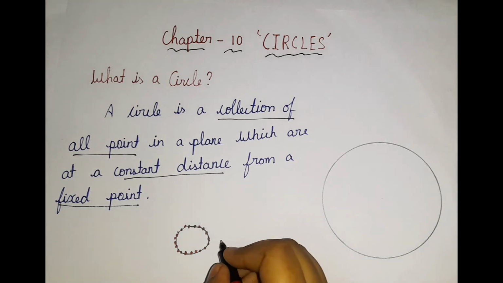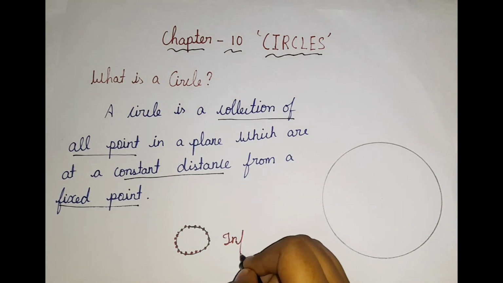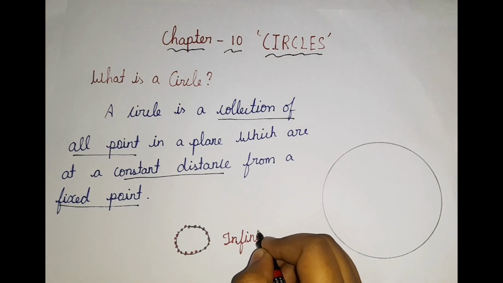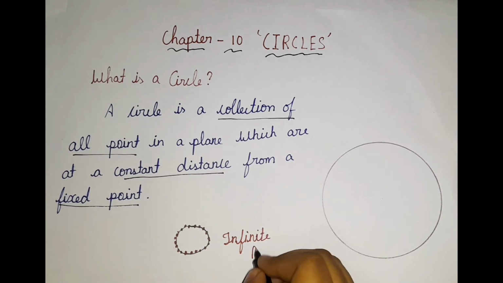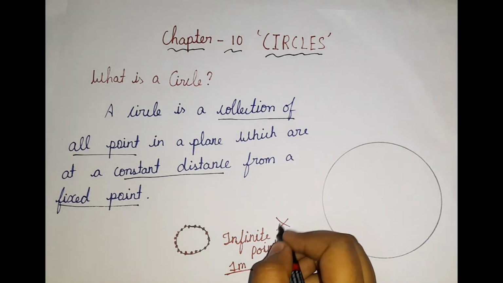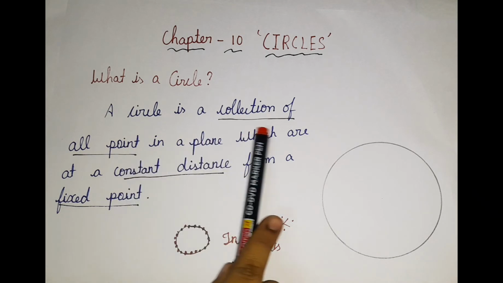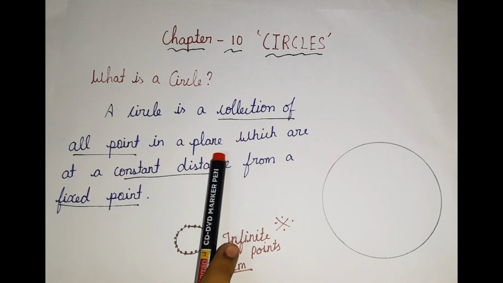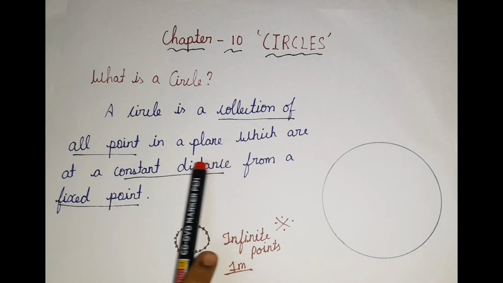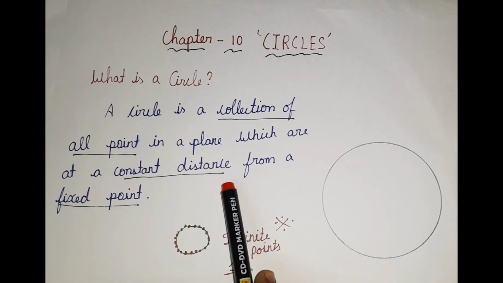This is really important. A circle can have infinite points. This is a one mark question, so study this. A circle can have infinite points. Now you know the meaning of collection of all points in a plane. I'll explain what a plane means. When we go further, you can understand what a plane is.